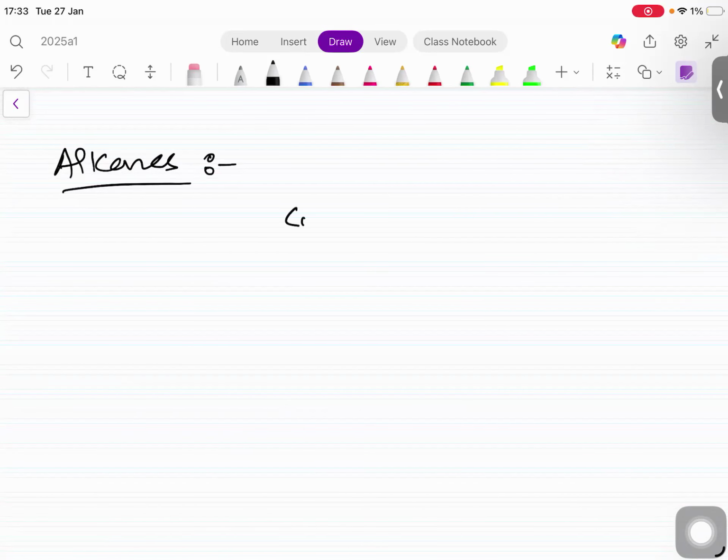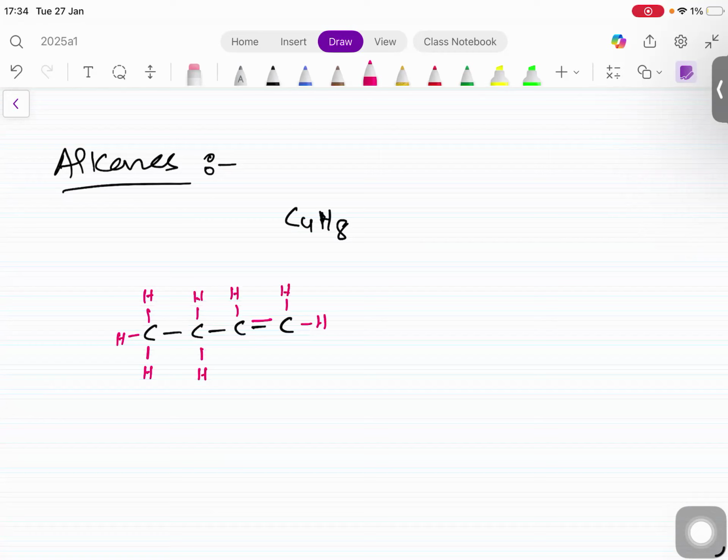If this is an alkene, C4H8, if I draw it: 1, 2, 3, 4. Here, here, here. What is this?